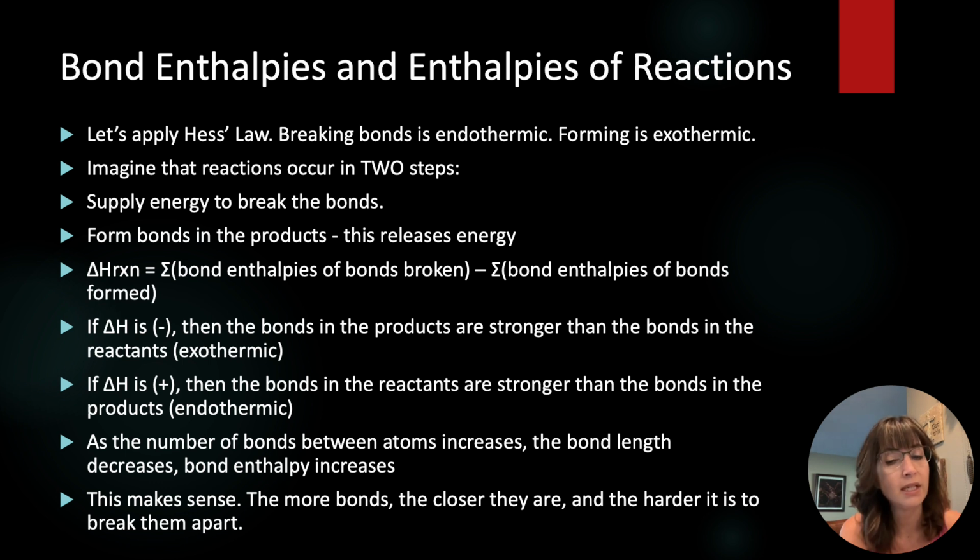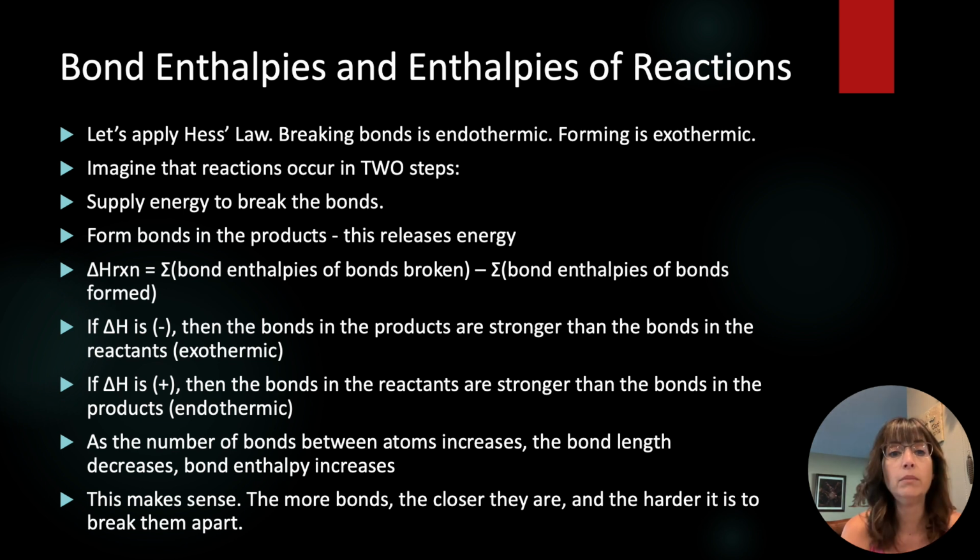Another way you've already seen is the sigma. You add up all of the products' enthalpy. Don't forget the coefficients. You subtract the sum of all the reactants' delta H. There's one more way to get it, and we're going to look at that right here.